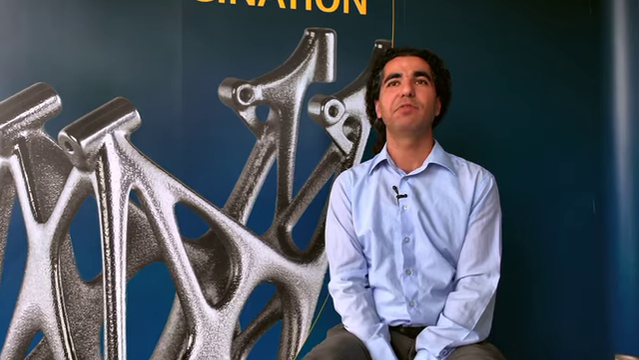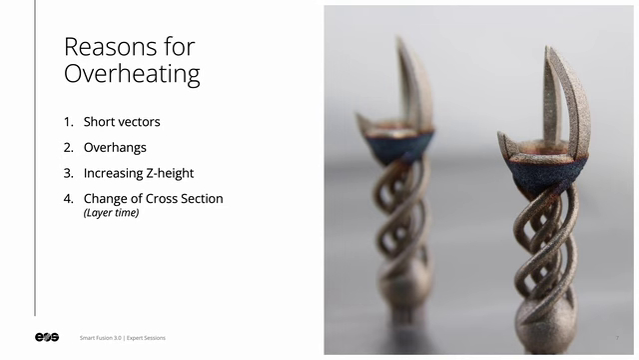Let's have an overview of different mechanisms that are causing overheating problems during additive manufacturing. The very first reason can be short vectors that can cause overheating. The second reason may come from the part design, that are mainly the overhang areas building on top of the powder bed. Another reason can be the increasing Z height. Last but not least, the layer time changes may also cause overheating problems.